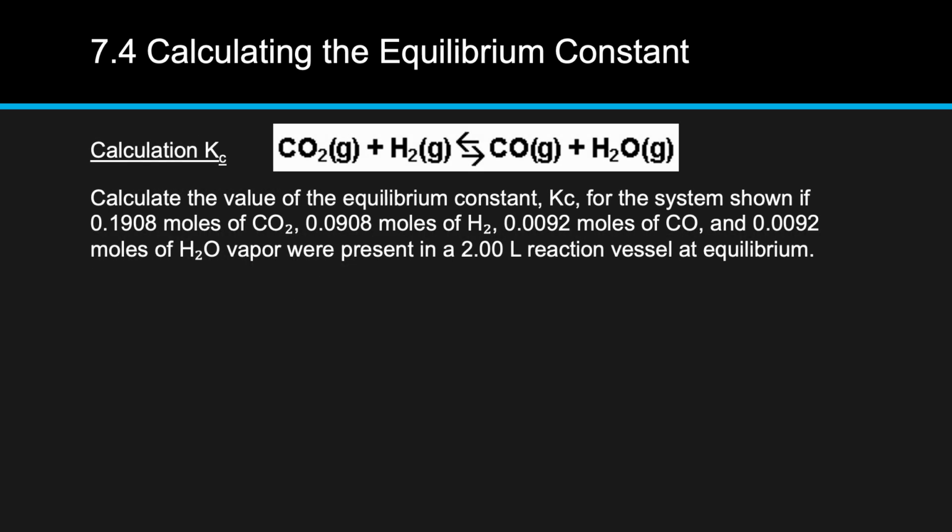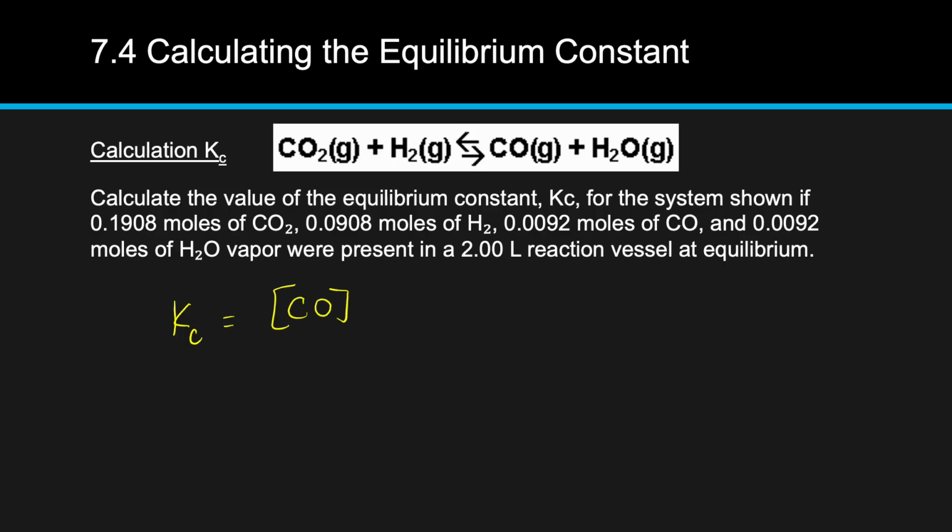All right, this says calculate the value of the equilibrium constant Kc for the system shown if 0.1908 moles of CO2, 0.0908 moles of H2, 0.0092 moles of CO, and 0.0092 moles of H2O were present in a 2-liter reaction vessel at equilibrium. So we have been told that we are solving for Kc, even though we are given gases. This is what we are solving for, which means when we are calculating Kc, we need our molar concentrations of all substances. So let's start off with the expression.